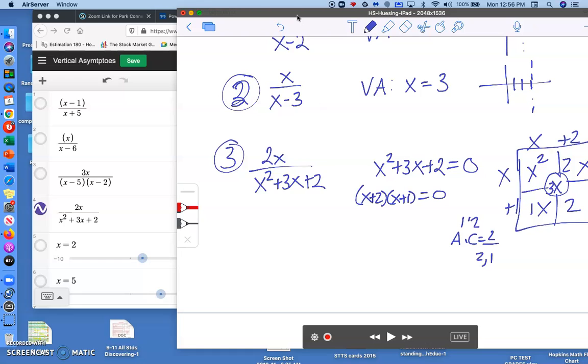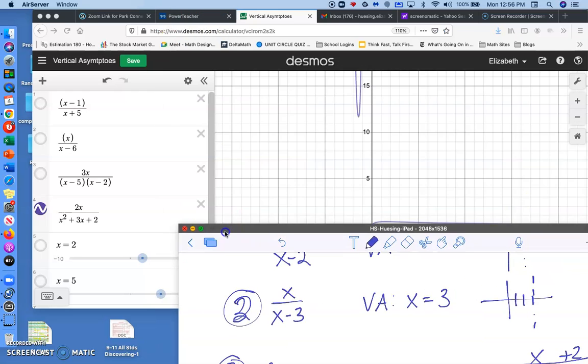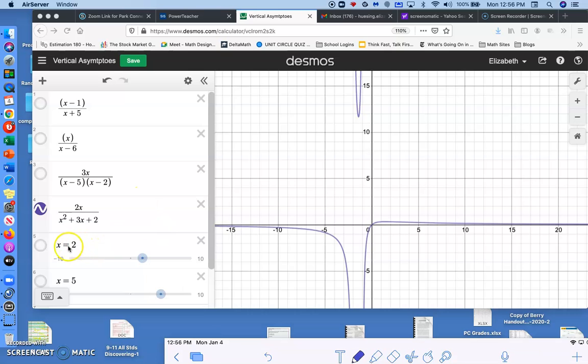Okay, so we know where our asymptotes are. What makes those 0 is x equals negative 2 and x equals negative 1. And so now if I wanted to double check that, x equals negative 2.